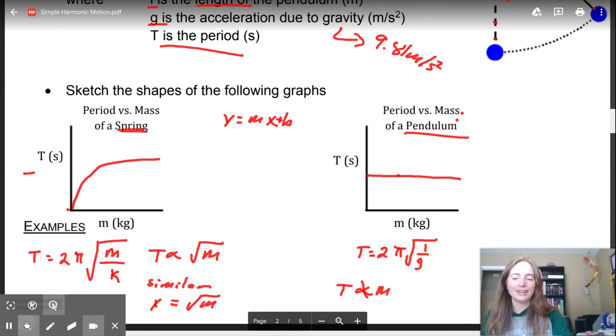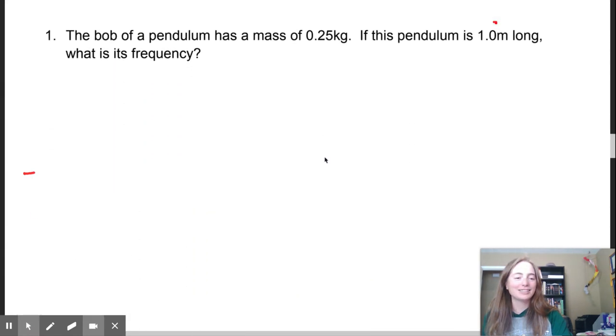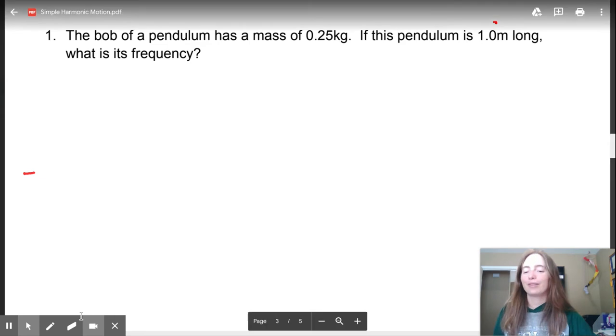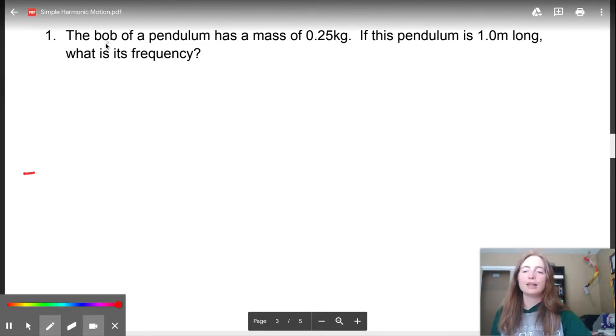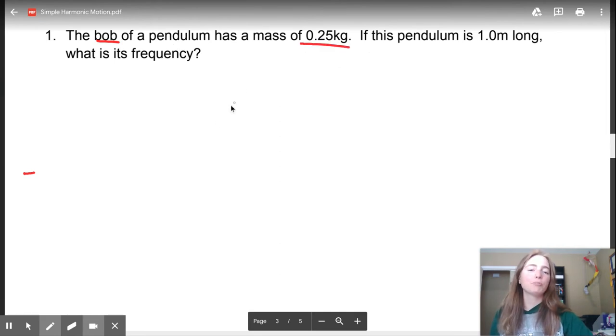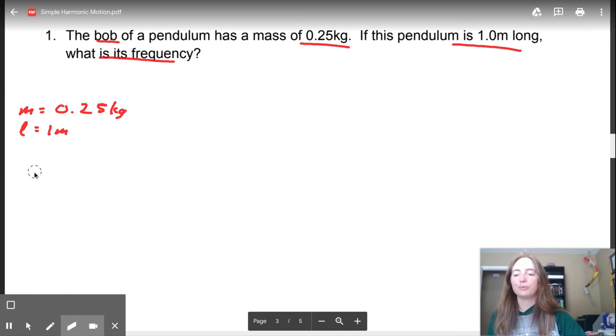Okie dokie. Are you guys ready to roll for some calculations? Yeah? Okay, cool. So for this, ladies and gentlemen, if the bob of a pendulum has a mass of 0.25 kilograms, and the pendulum is 1 meter long, what is its frequency? Well, we have the mass of 0.25 kilograms and we have our length of 1 meter. And we have been asked to calculate the frequency.